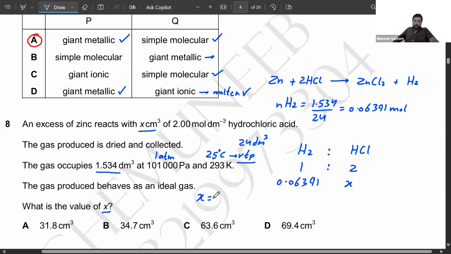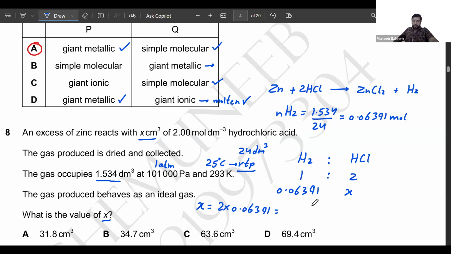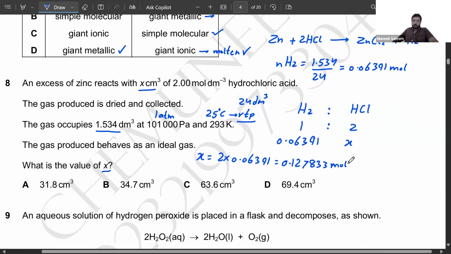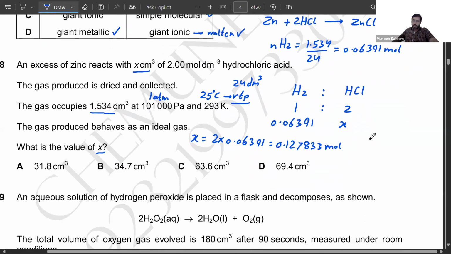So X should now be equal to 2 times 0.06391. When you put all the decimal places, the value should be near 0.127833. We are still using fewer decimal places here. This is the value of the moles of hydrochloric acid. Now I have calculated the moles of hydrochloric acid, and I just need to use the equation n equals C times V over 1000 for the hydrochloric acid. This is the formula to find the moles.